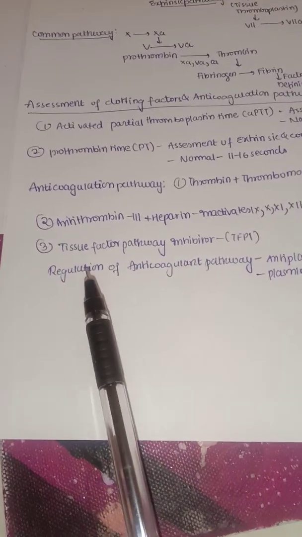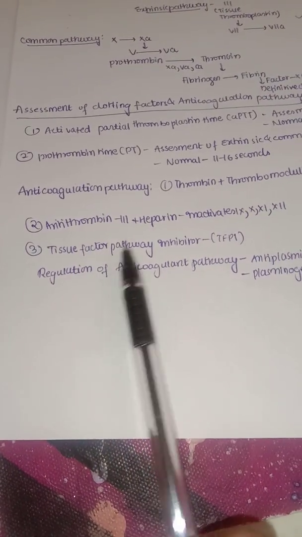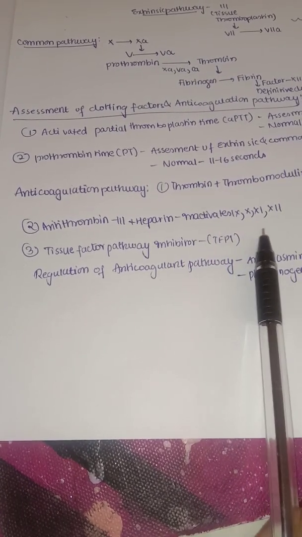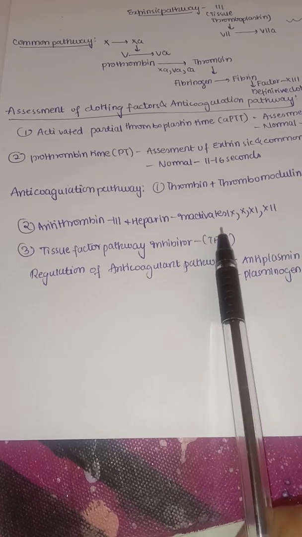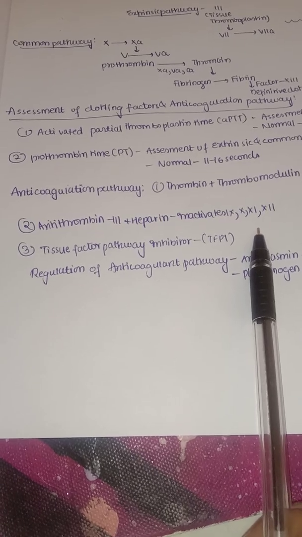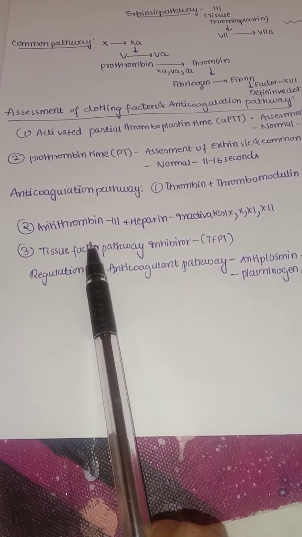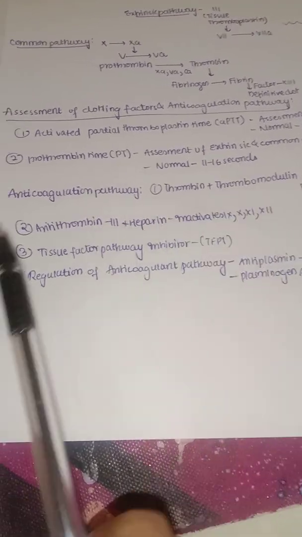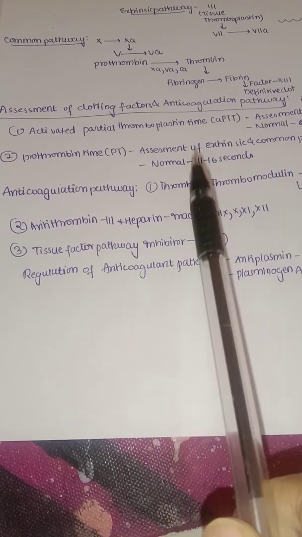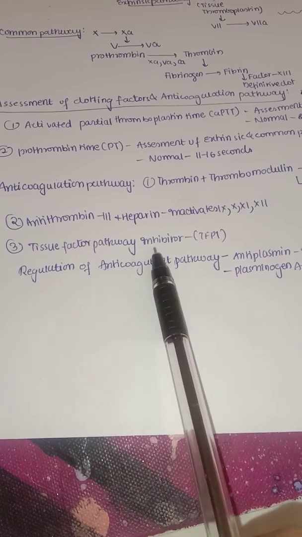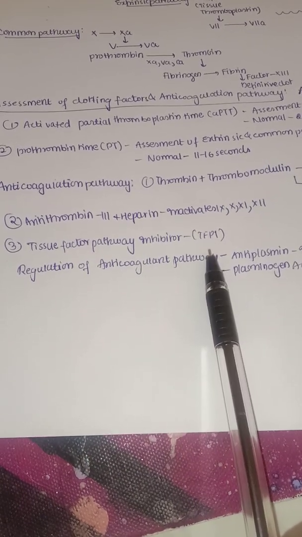We also have another anticoagulant pathway, antithrombin 3 in association with heparin, which mainly inactivates our factor 9, factor 10, factor 11 and also factor 12. So if all these factors 9, 10, 11, 12 are inactivated, of course the coagulation pathway is inactivated or the clot is lysed, mainly by antithrombin 3 and heparin. So this combination is important. Before we saw thrombin with thrombomodulin, and now we are seeing antithrombin 3 with heparin. This combination works better to inactivate these factors. And next we have tissue factor pathway inhibitor, that is also called TFPI. So this is all about the anticoagulation pathway.